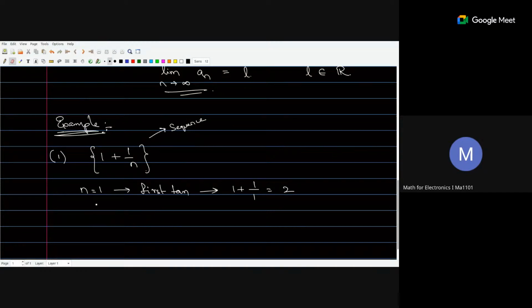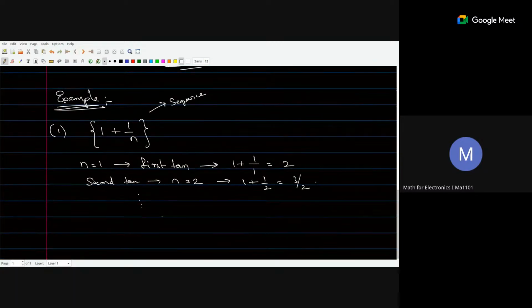I should have written it the other way. So for the second term in the sequence, you put n equal to 2. You will get 1 plus 1 by 2, which is 3 by 2. And similarly the third term, fourth term, and so on. This goes to infinity. This n starts from 1, 2, 3, and so on till infinity. And as it goes to infinity, at maybe the 100th term, n is equal to 100, and this is 1 plus 1 by 100, which is 101 by 100.